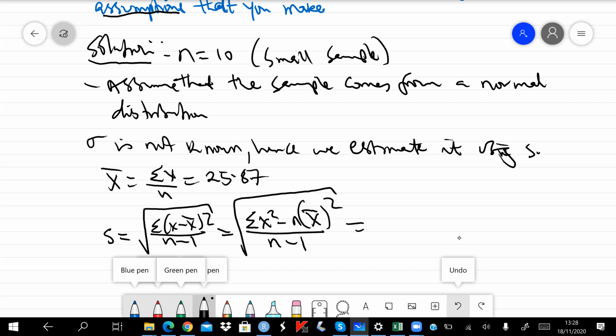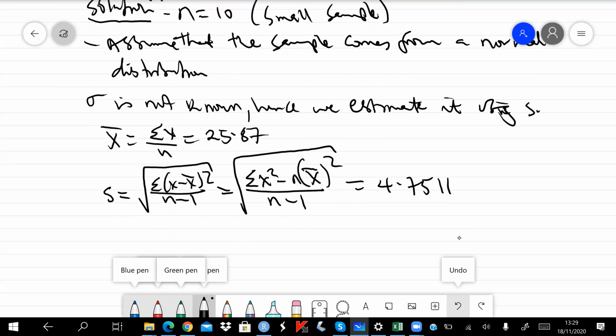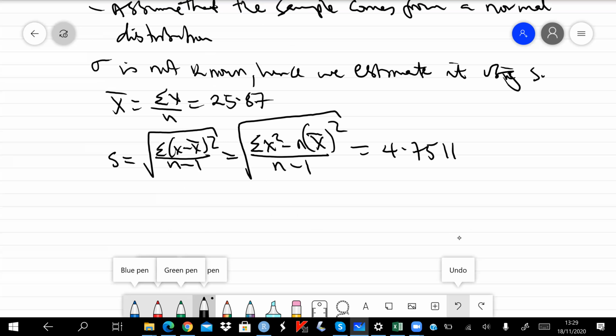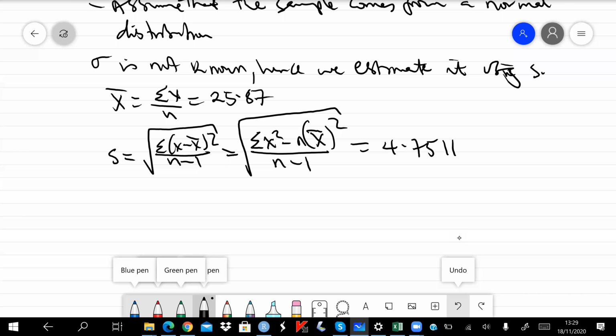And then the value of s, number 4, equals 4.75115 something. So those are the sample descriptive measures, x bar and s. Then we can now start the process of testing hypothesis. So H naught will be what?